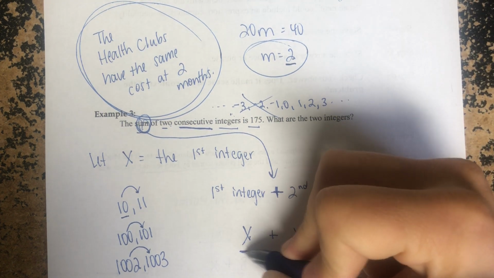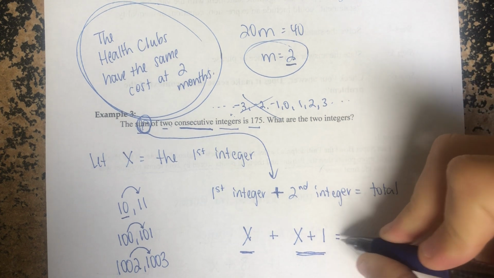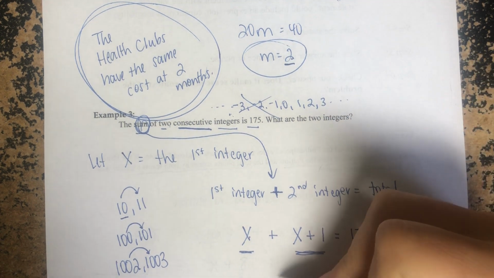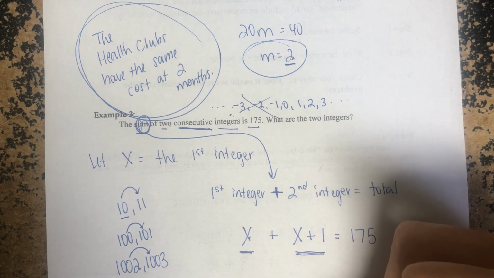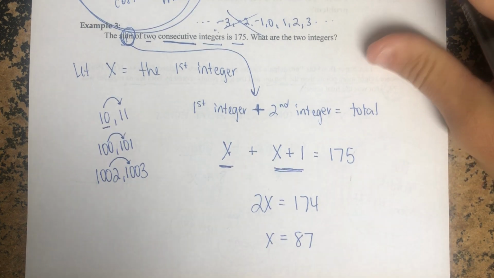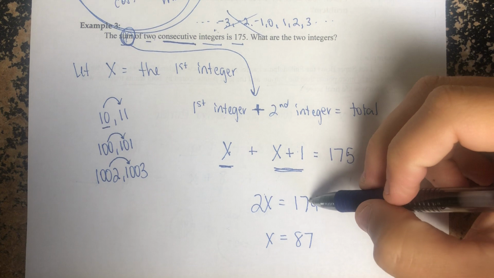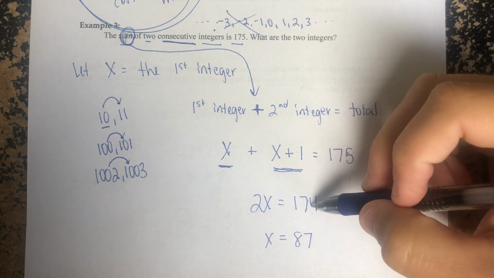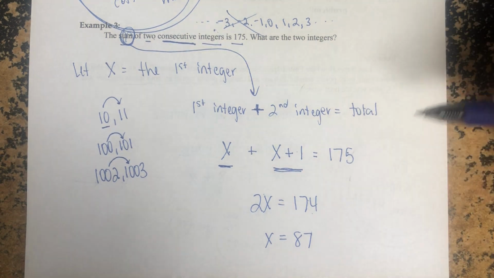So this x represents the first integer. X plus 1 represents the second integer. Together they equal 175. Now I can solve. X equals 87. I added the x's together to get 2x, and in the same step subtracted the 1. 174 divided by 2. 80 times 2 is 160. I've got to get another 14. That's where the 7 comes from.